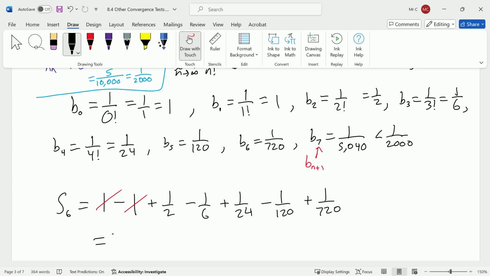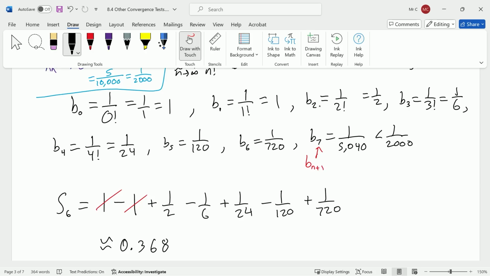And we get, I should say, approximately 0.368. So this is a really nice tool because it gives us a way to guarantee that we can approximate this type of series within a pretty reasonable value, and it doesn't take that many terms to do so. What that means is that it's not very computationally expensive.